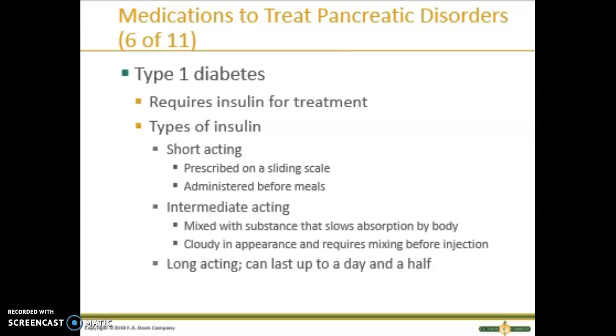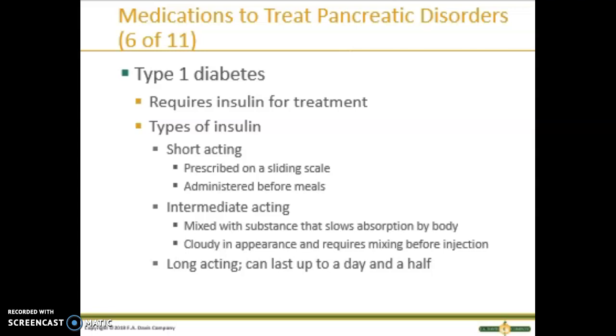Intermediate acting is mixed with substances that slow the absorption by the body. This is cloudy in appearance and requires mixing before the injection. And then there's also long acting, and this can last up to a full day and a half as far as how it is distributed through the body.